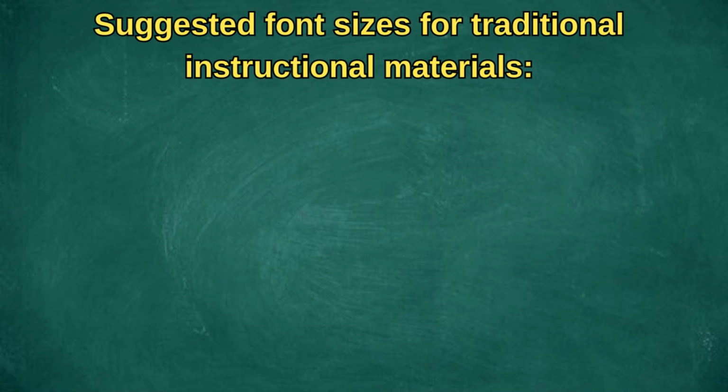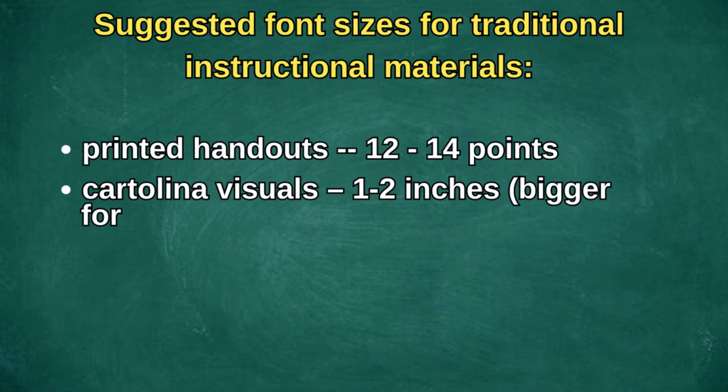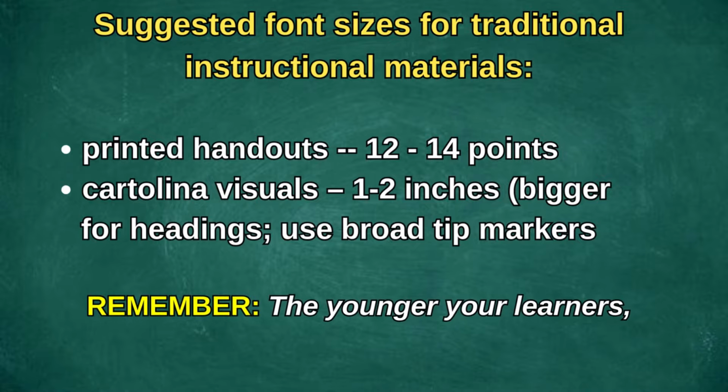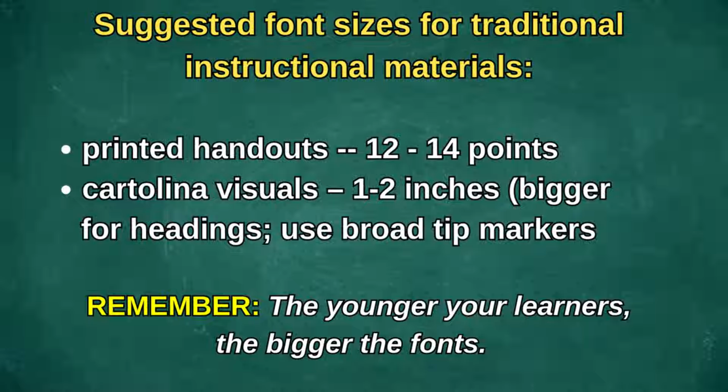Here are some suggested font sizes for traditional instructional materials. For printed handouts, use 12 to 14 points. For cartolina visuals, use 1 to 2 inches and bigger for headings. When writing on cartolina, use broad tip markers. Remember, the younger your learners, the bigger the fonts.